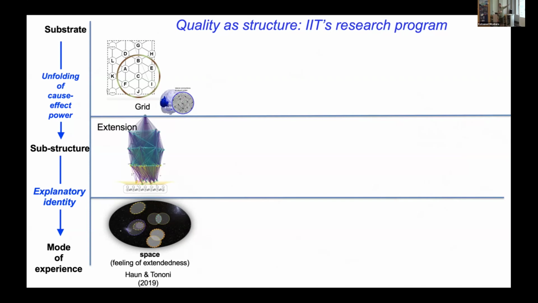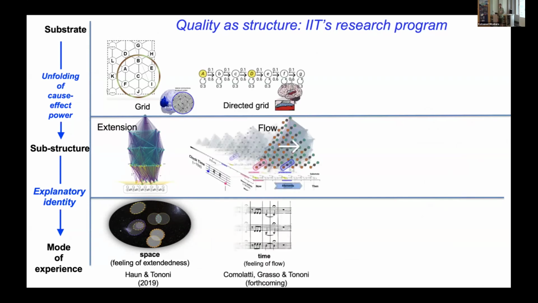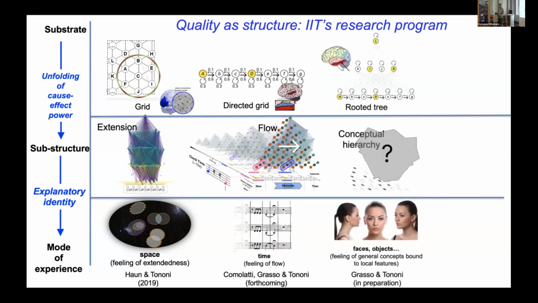So non-directed grids, like the ones found in posterior cortex, can be unfolded in extensions, and in this case, they can account for the extendedness of space. It can be visual space or bodily space. Directed grids can be unfolded to contribute something directed to the experience of different modalities, for instance, the experience of the flow of time in audition, or the experience of motion in vision. And this is work that has already been done.